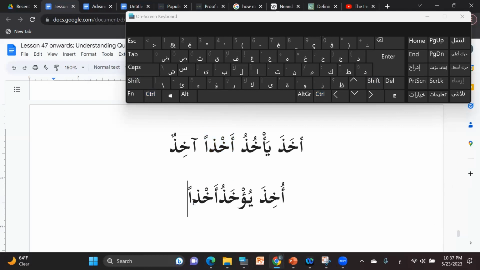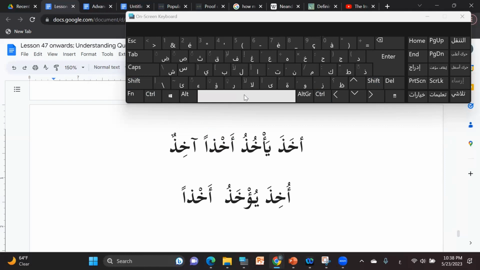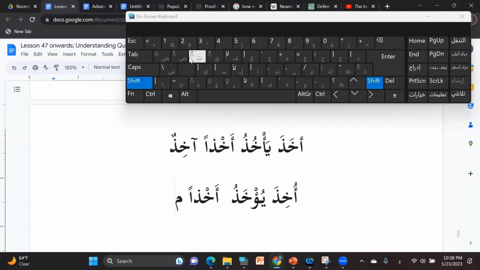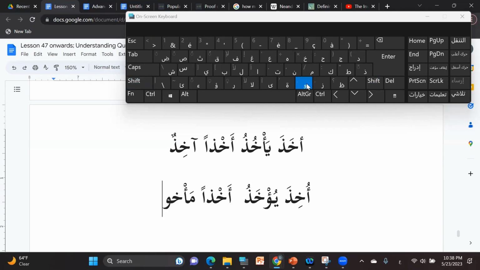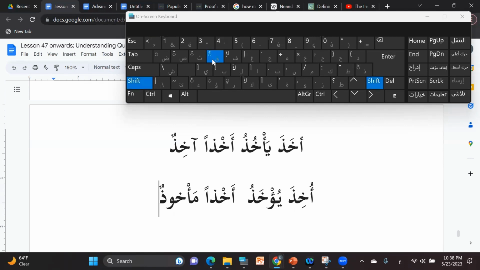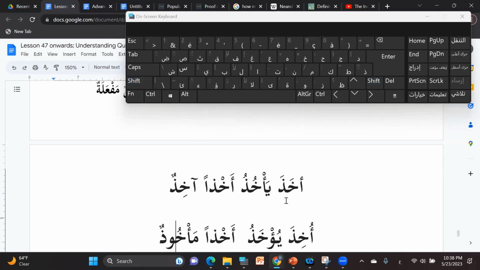Akhzan. Fahuwa. Now the maf'ul pattern. Maf'ulun. Fa kalma is hamza. Ma, Huzun. Okay. So that's the ism maf'ul pattern. Mahfuzun.